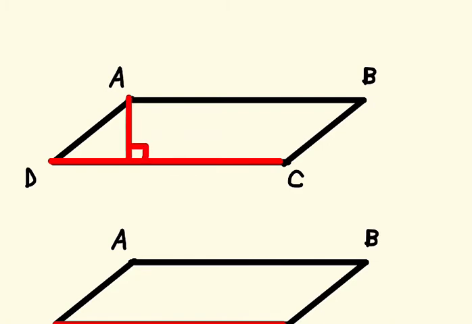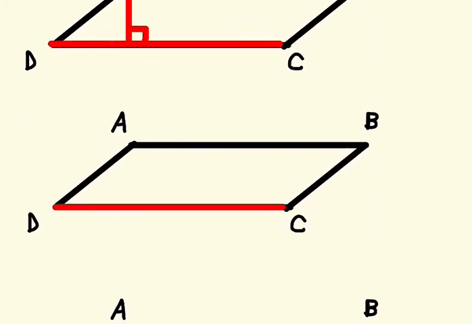There's the altitude. Okay? Now for the second one, I'm still going to DC, but this time I'm going to drop from B, which means I need to extend DC. And let's dash the extension because it's not part of the base. It's just extended. And I need to drop from B down to the extended base perpendicular.